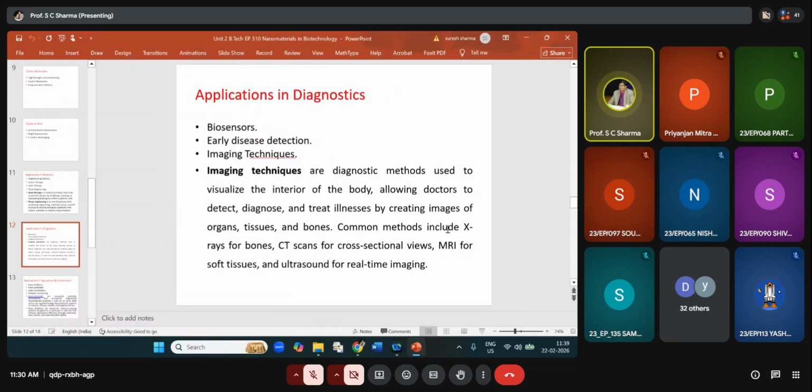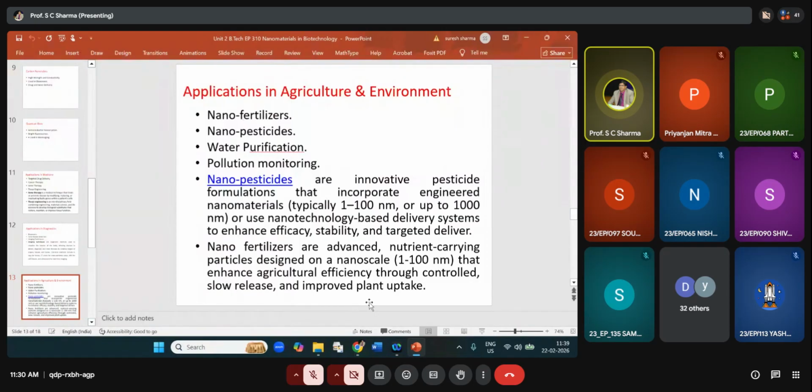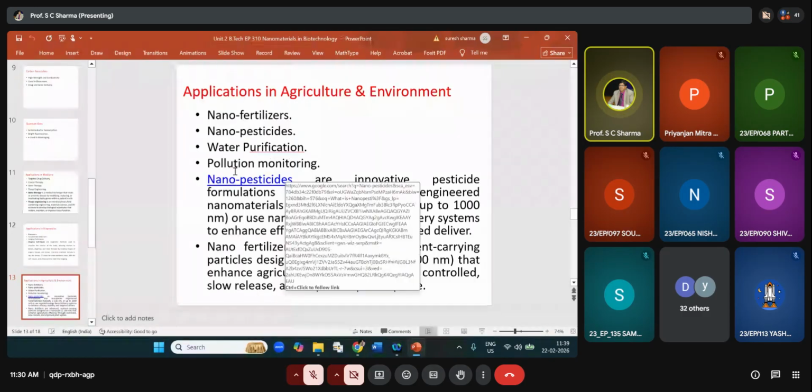Common methods include X-rays for bones, CT scans for cross-sectional views, magnetic resonance imaging, MRI, for soft tissues, and ultrasound for real-time imaging. Then application in agriculture and environment. Many, I think this is repetition, water purification, pollution monitoring.